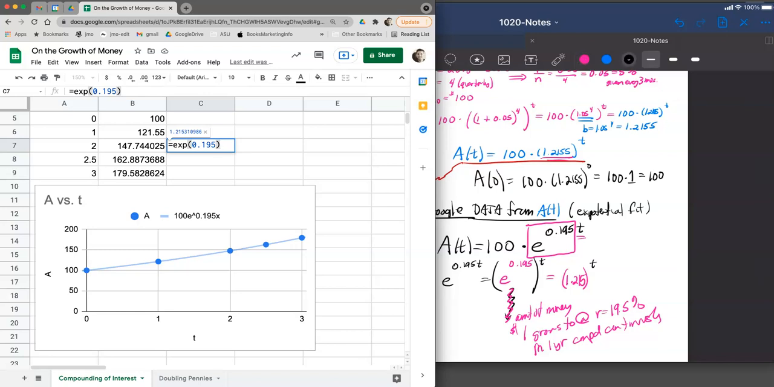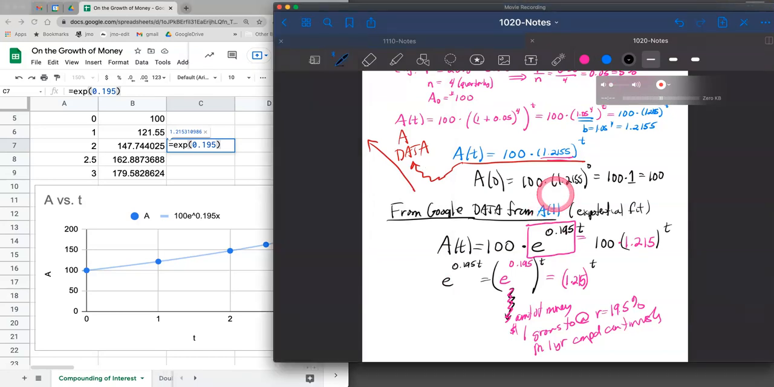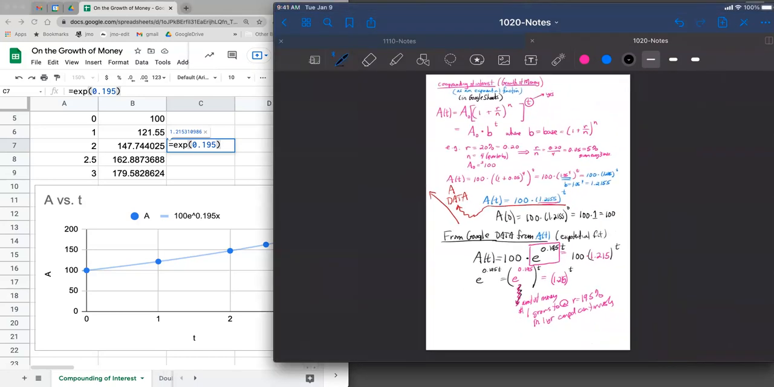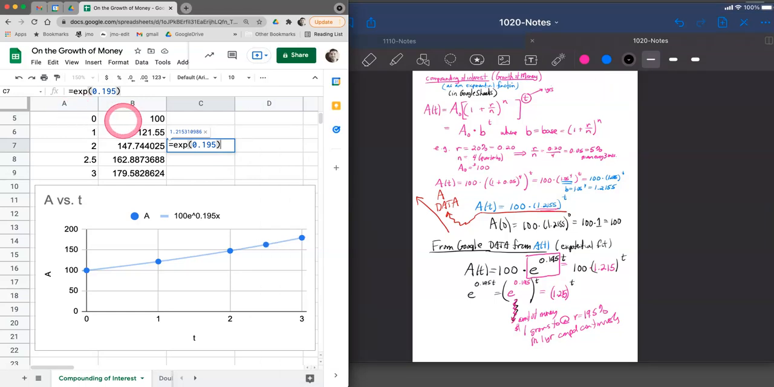So the formula that Google is giving us is the same, just written in a slightly different format, 1.215 to the t power. So Google and the formula we were writing down from our compounding of interest are the same. We want to get into some more details of this process a bit later. How do we know that the data we were given is actually coming from an exponential function?